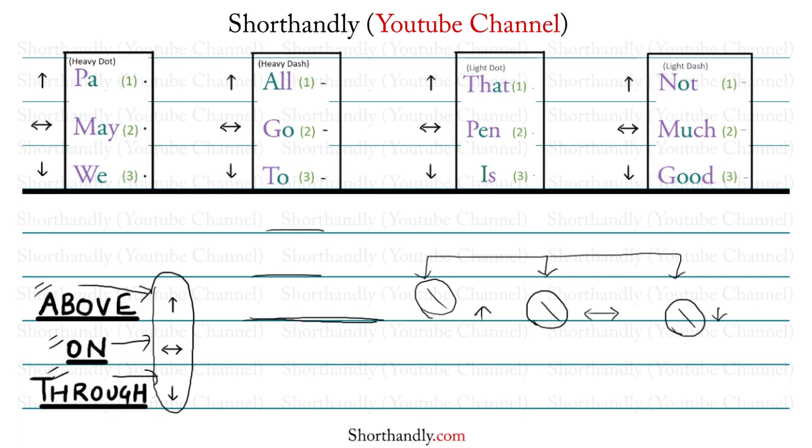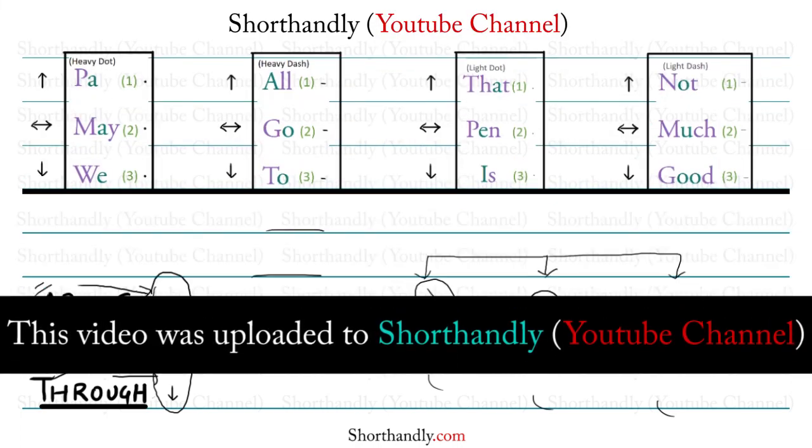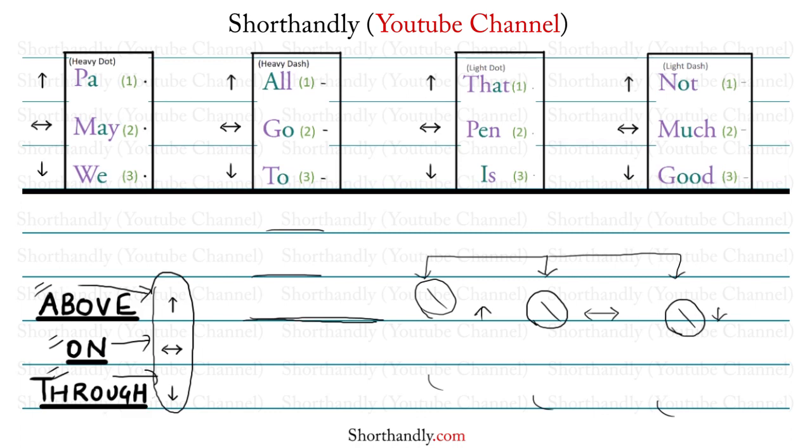If you make a curve now, like we make a curve like this, and another curve like this, and another curve like this, we can again clearly see the position, or the places, of these three curves. This curve was made above the line. This curve was made on the line. And finally, this curve was made through the line.